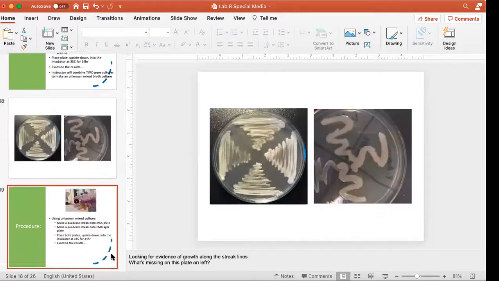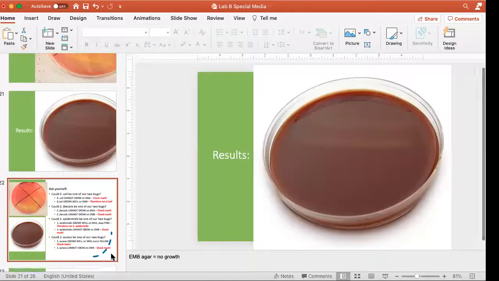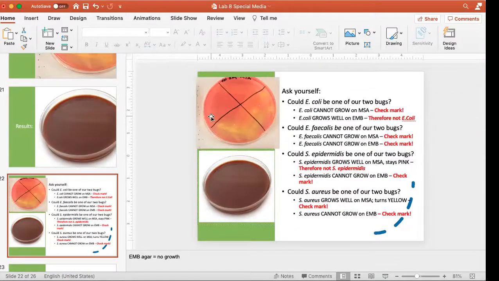So if E. coli was in our unknown culture, it should not have grown on this plate. Maybe the organism that didn't grow was E. coli. Maybe, right? But what about this plate? This plate should have grown E. coli really well. E. coli grows great on EMB. Remember, it turns purple and it has that metallic green color. Nothing grew on this plate. So E. coli could not be one of our two unknown organisms.